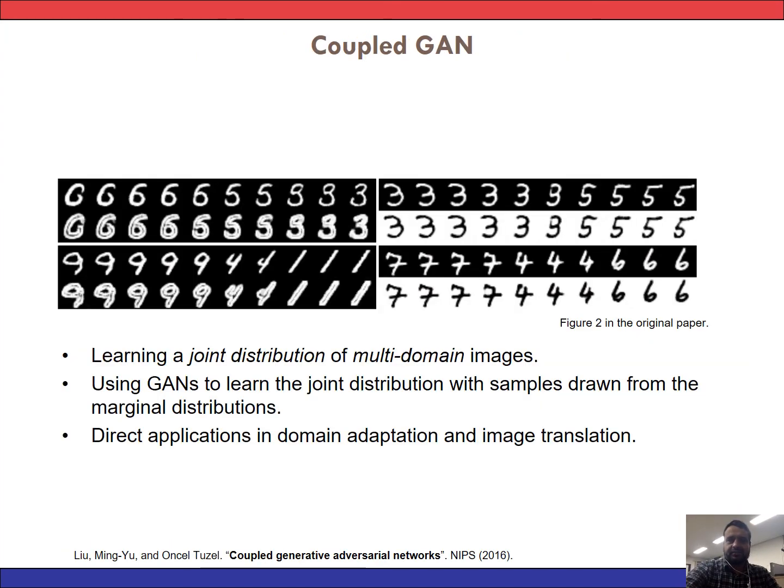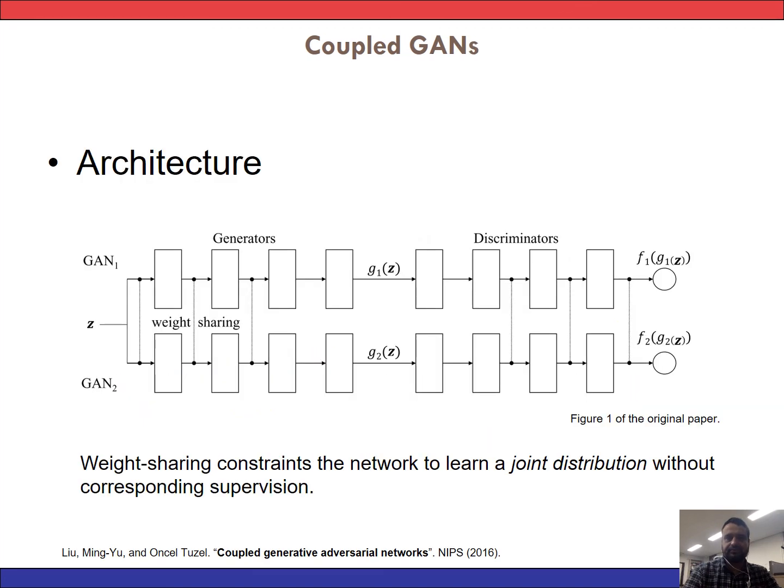There is another kind of GAN that we call the coupled GAN. The coupled GAN actually learns the joint distribution between multiple domains. So suppose these are the images of different kinds. We are using the coupled GAN to learn the joint distribution between these two domains. This generative adversarial network has application in domain adaptation and image translation. Like it translates images from one domain to another domain.